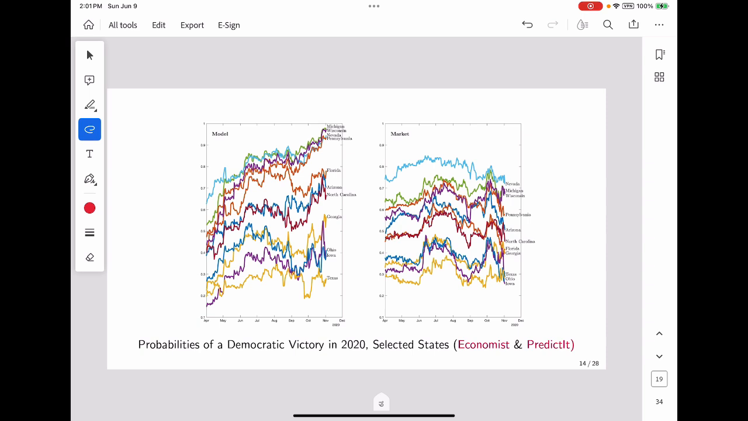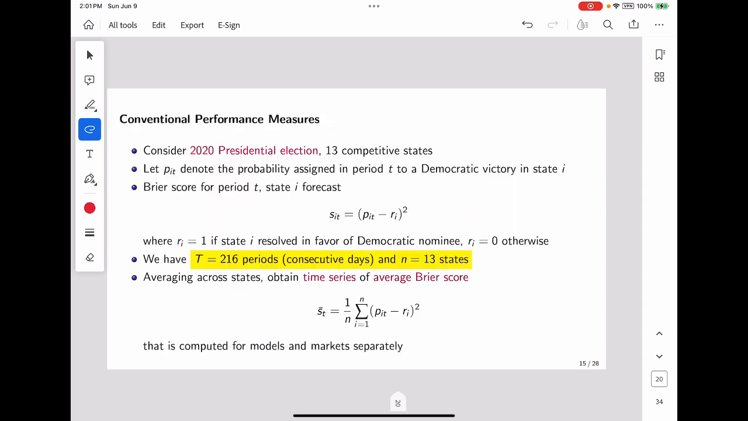So this tells us that the trading activity is going to be quite vigorous. Our virtual trader who believes the model is going to be engaging in a fair amount of trading because the market prices will appear attractive to somebody who believes the model. So let's put this idea into action. Before we do that, let's see what conventional measures, like the Brier score, would say about the relative performance of these forecasting mechanisms, the model and the market.